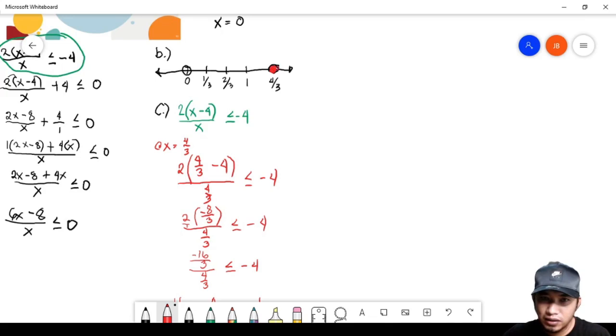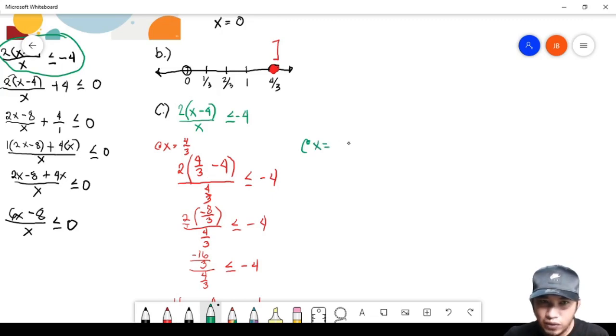So, dahil true siya, we will make 4 over 3 a shaded circle. Shaded circle na siya. And kapag shaded ang circle mo, ang magiging sign mo is bracket. Okay, bracket. Next. Okay. Palitan ko yung kulay. Green naman. Okay.